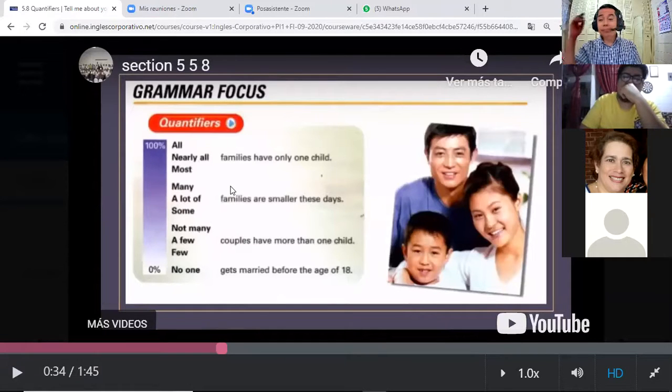Aquí solo es de aprenderse los quantifiers, ¿verdad? So, any question? Good. Ok, thank you.